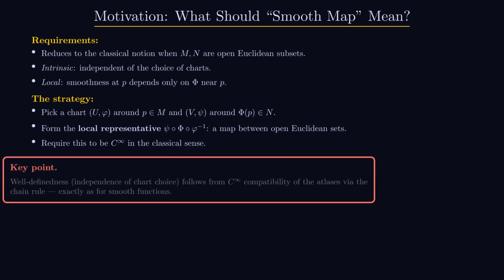There is one thing to check before we can call this a definition. Does the answer change if we swap to different charts? Fortunately, no. And the reason is exactly the same one we saw in part 2 when we verified that smooth functions are chart independent. The C infinity compatibility of the atlases, combined with the chain rule, guarantees that if the local representative is C infinity in one chart pair, it is C infinity in every pair.